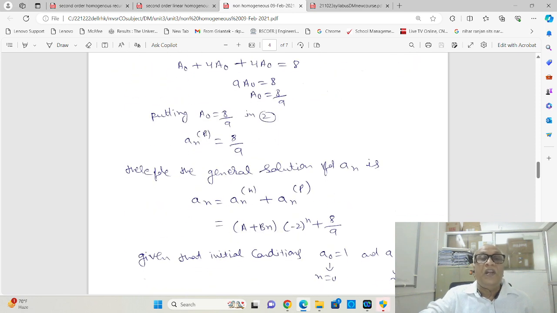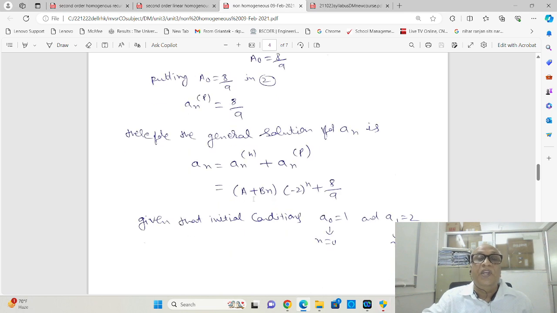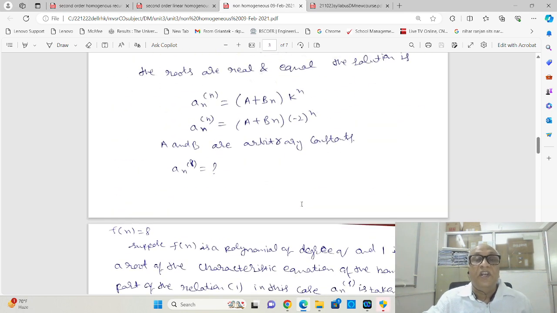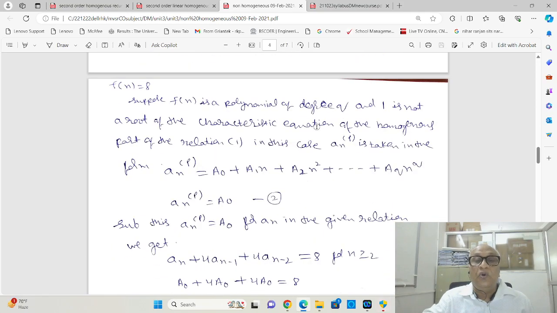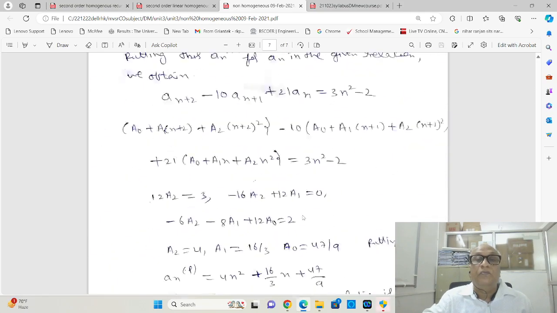Now this 8 by 9 we will be putting in. What is the general solution? The general solution is an homogeneous plus an particular. An homogeneous we got as a plus bn times minus 2 to the power of n. Verify that. A plus bn times minus 2 to the power of n.